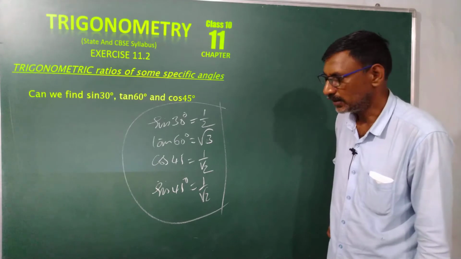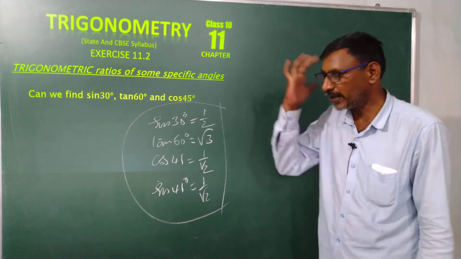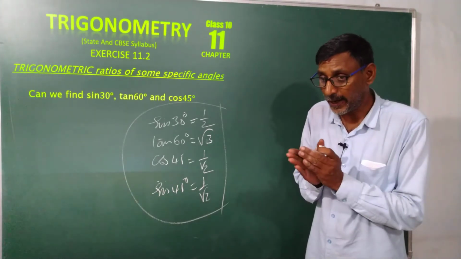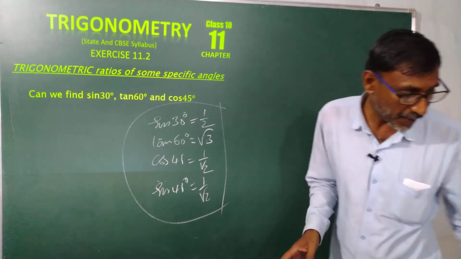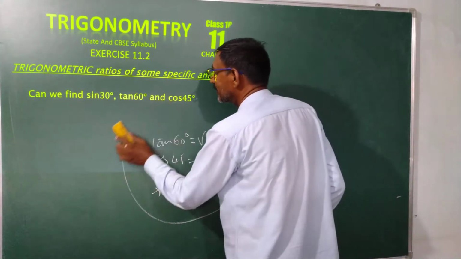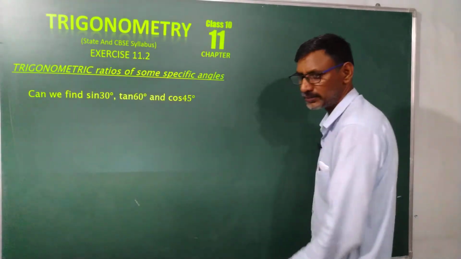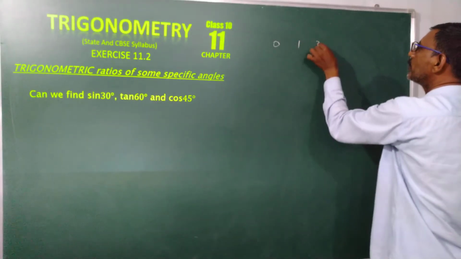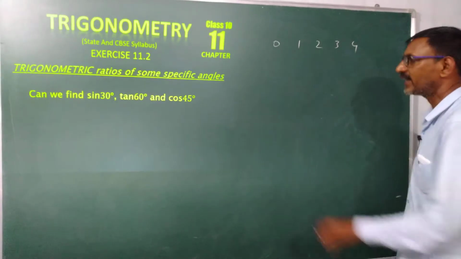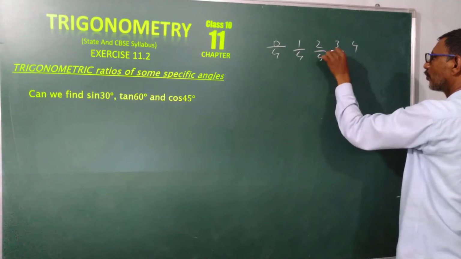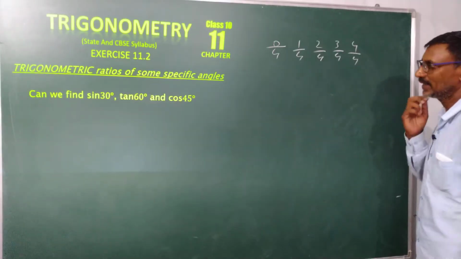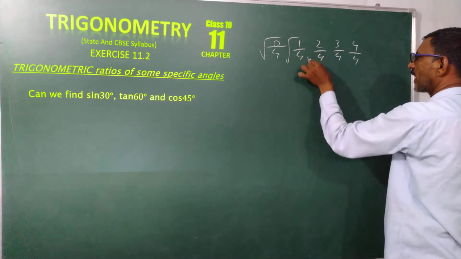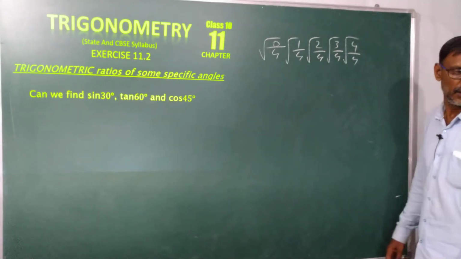But this is very difficult to remember every time, so we can prepare the table by using some shortcuts. Write 0, 1, 2, 3, 4, divide with 4, 4, 4, 4, 4, and keep the square roots like this. Am I clear?